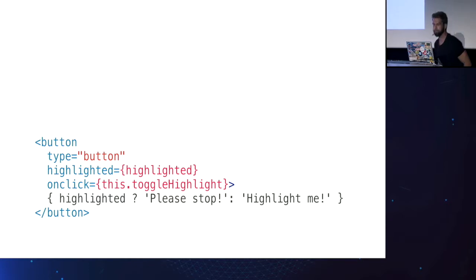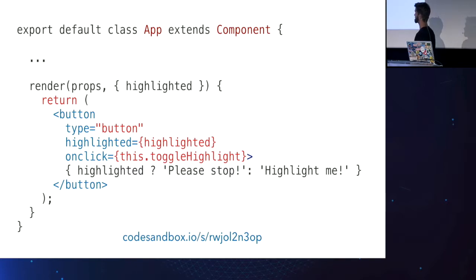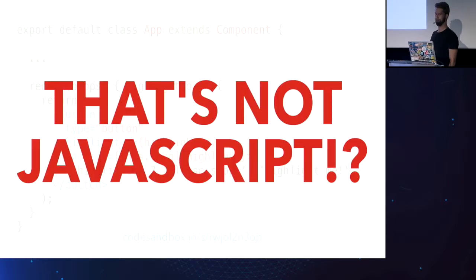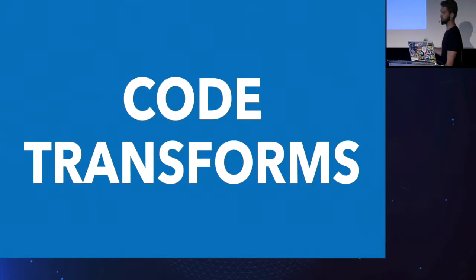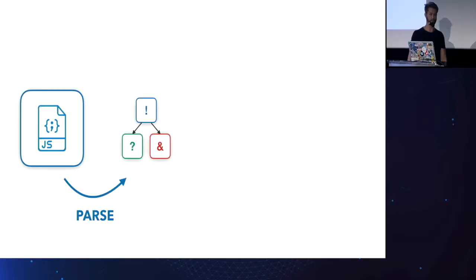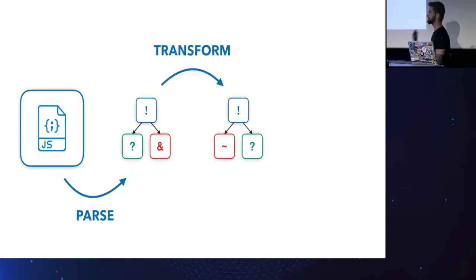But when you look around, usually what you find is something like this. And when I saw this for the first time, I was literally like, that's not JavaScript. What is this? Which brings me to the first topic, which is code transforms. Code transforms are a huge deal in our ecosystem today. And this is how it works. So you have a JavaScript file. This is parsed to something called an AST. Then some transformations take place.